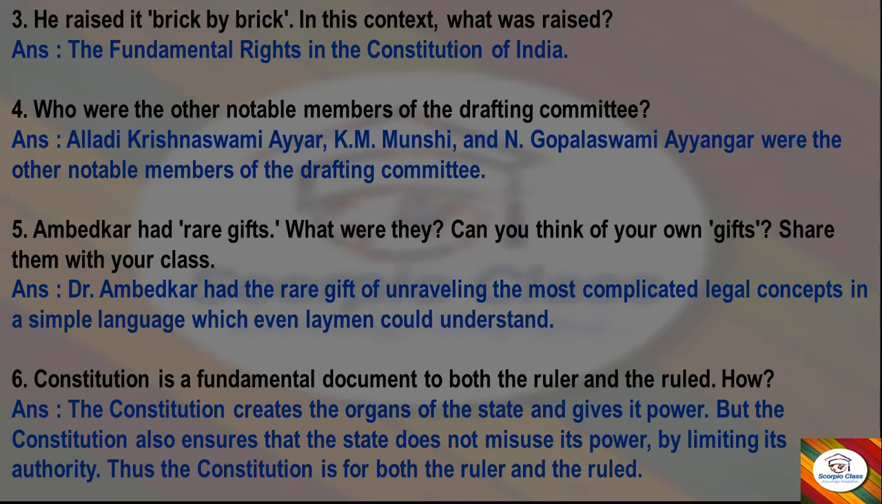Next question. Constitution is a fundamental document to both the ruler and the ruled. How? Answer. The Constitution creates three organs of the state and gives them power. But the Constitution also ensures that the state does not misuse its power by limiting its authority. Thus, the Constitution is for both the ruler and the ruled.